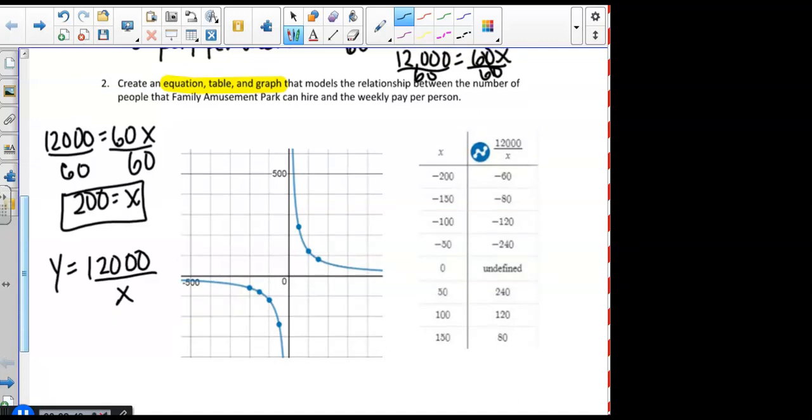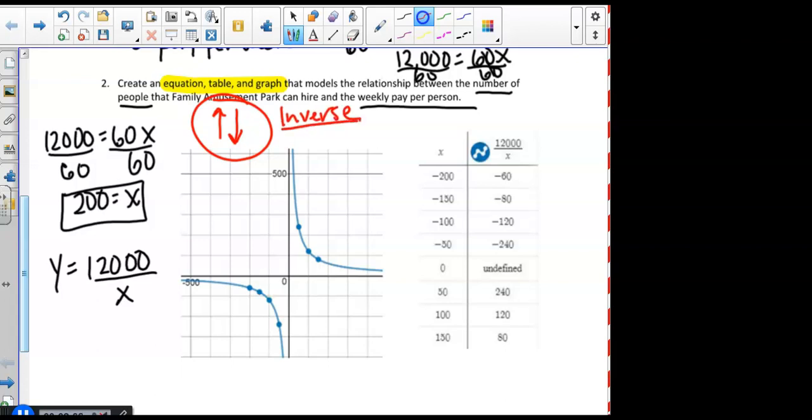So let's talk about the relationship between the number of people the park can hire and the weekly pay per person. Keep in mind that as the number of people the park hires goes up, what's going to happen to their pay per week? Well, the more people the park hires, the pay per person is going to go down. Recall that when one variable is increasing and the other one is decreasing, this is an inverse variation function. Therefore, our equation that we're going to type in our graphing calculator or Desmos is y equals 12,000 divided by x, where 12,000 is our constant of variation in the equation.